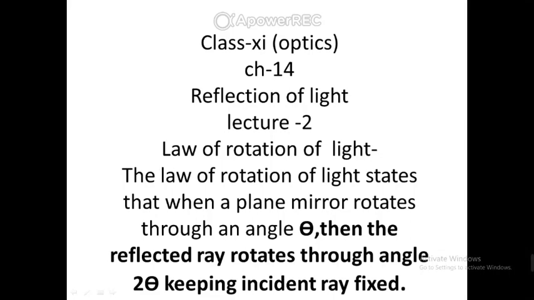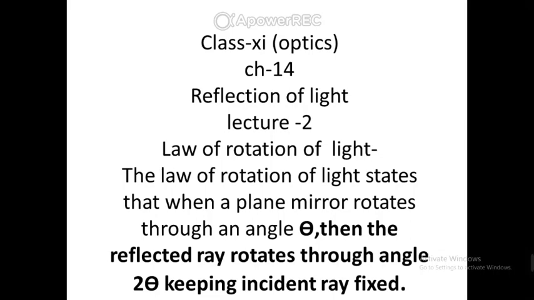The law of rotation of light states that when a plane mirror rotates through an angle theta, then the reflected ray rotates through an angle 2 theta, keeping the incident ray fixed. This means we have a plane mirror and a reflected ray, and if we rotate this plane mirror by an angle theta, the angle between the reflected rays is beta, which is equal to twice theta, keeping the incident ray fixed. For a different incident ray, this is not valid. It is always valid for a fixed incident ray.